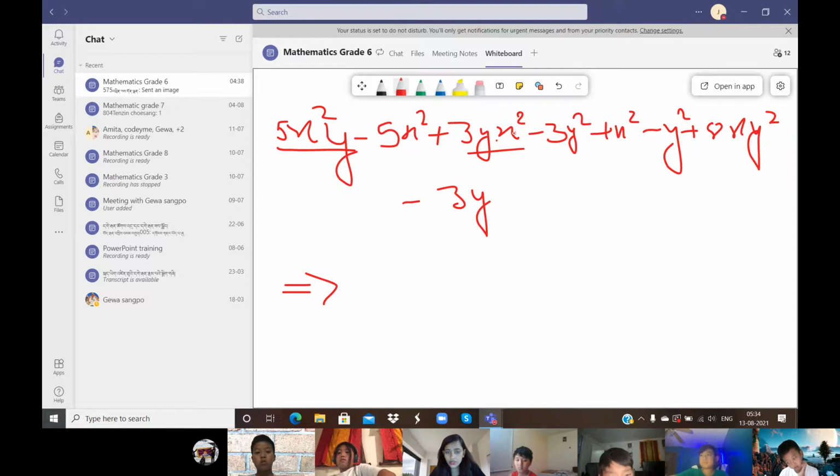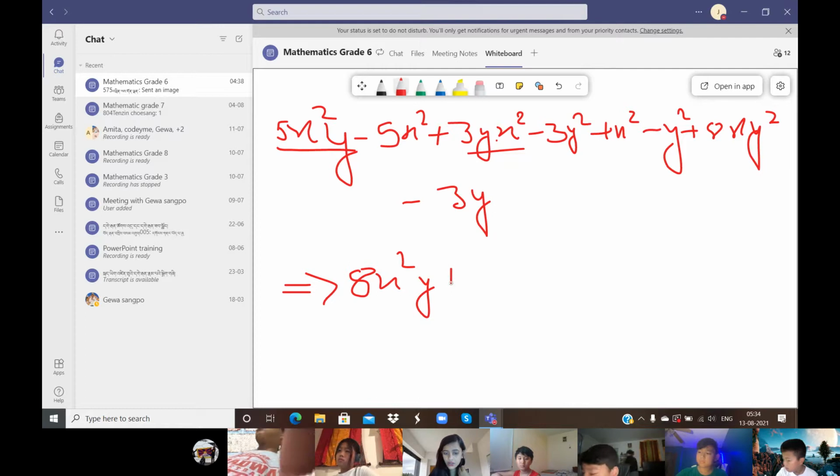There is also x square, there is also x square, there is y, there is y, and 5. And this term is not a like term, okay? This term has x and y square, and they are x square and y. So you just add this one and this one. So you'll get 8x square y. And you can see that there is no like term, okay? This one is a unique term in this, so you just write it here, okay?